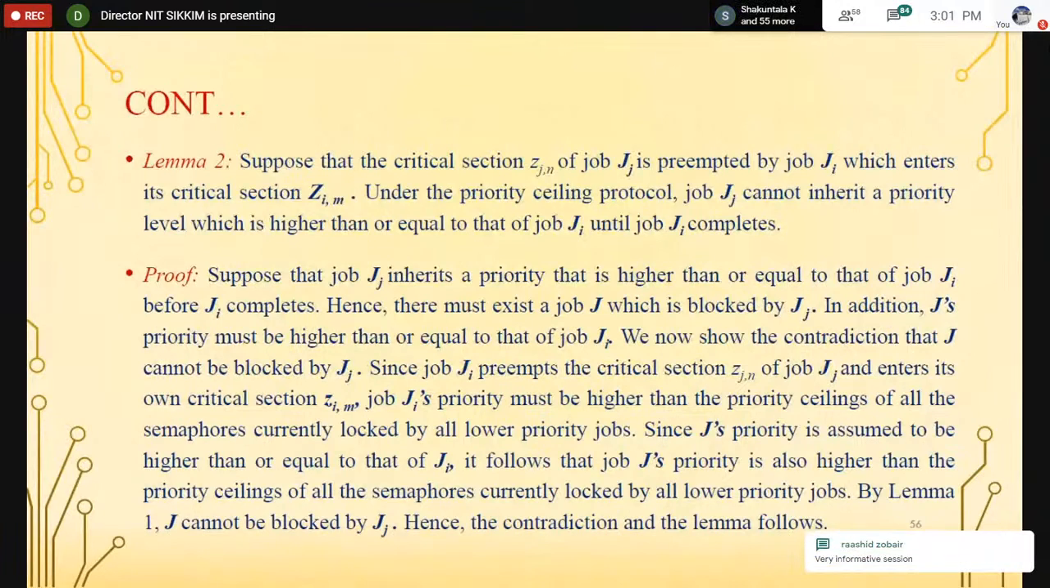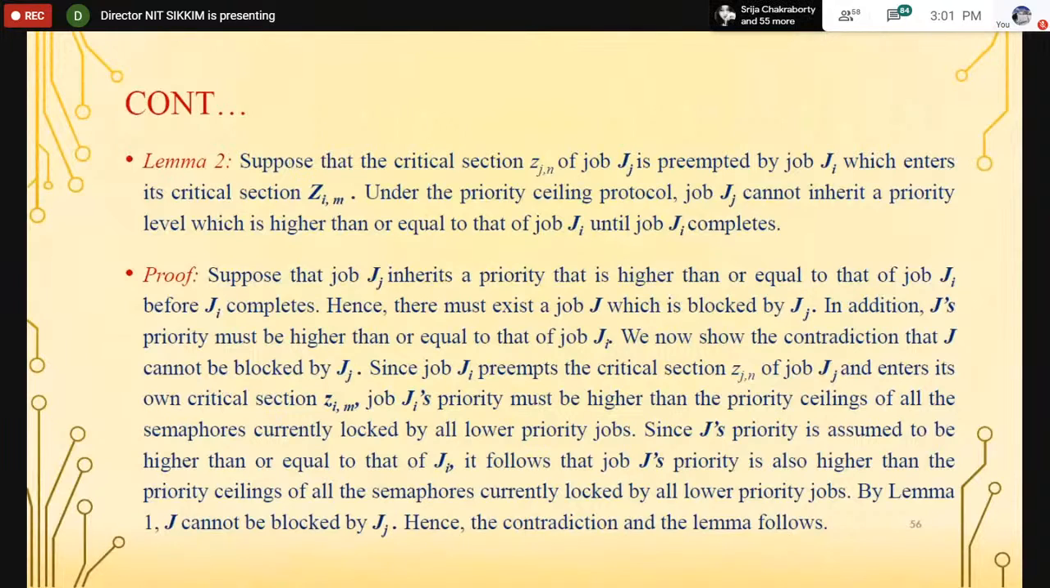The second lemma says, suppose the critical section of job Jn preempts job Ji, which enters the critical section under the priority ceiling protocol. Job Ji cannot inherit a priority level which is higher than or equal to that of job Jn.